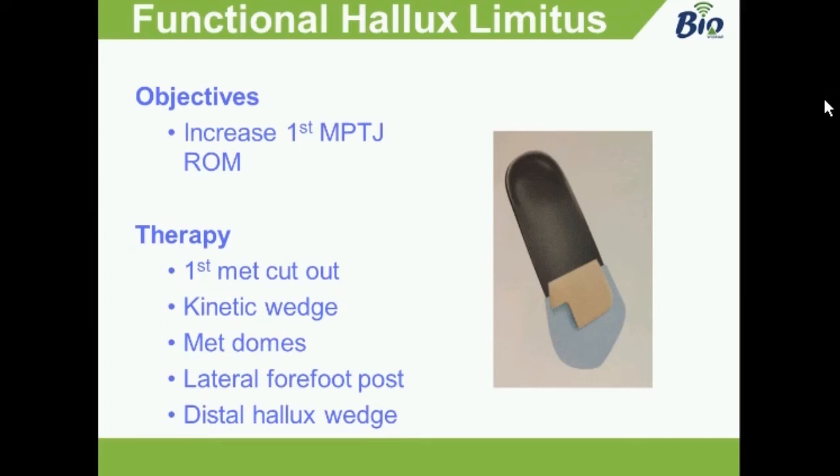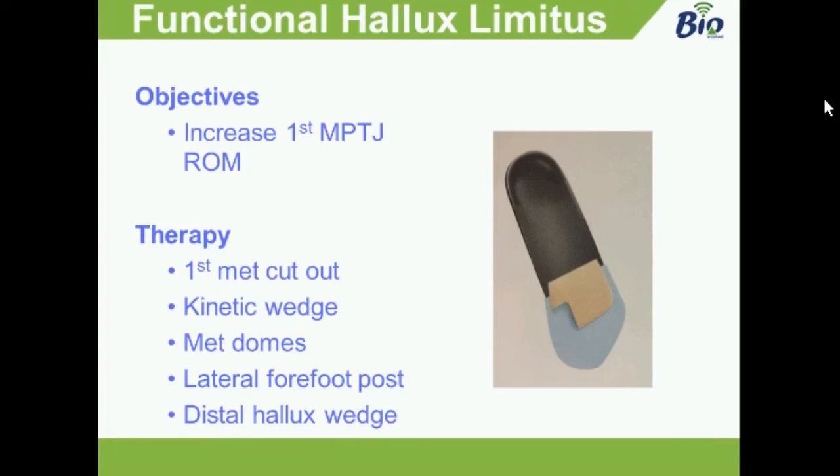Typically, I think the most common modifications I would use, or that are used by colleagues generally, are first met cutouts and kinetic wedges. You just need to remember that there's no osteoarthritic lipping on the dorsal aspect of the joint. Otherwise, you're going to get that first met going, and then you're going to aggravate the joint space even more. So you need to make sure the flexibility is there when they're non-weight bearing, if you want to try and achieve that when they're weight bearing.